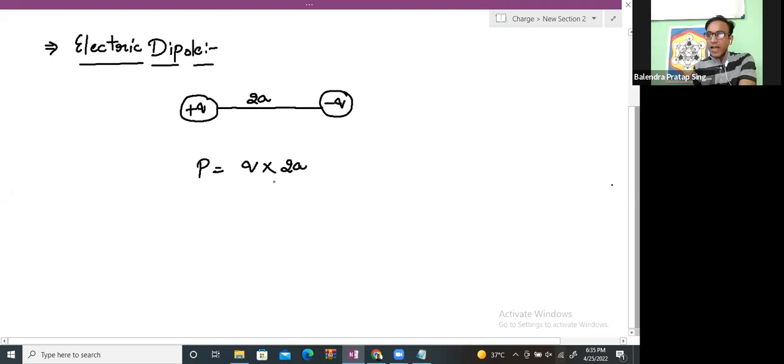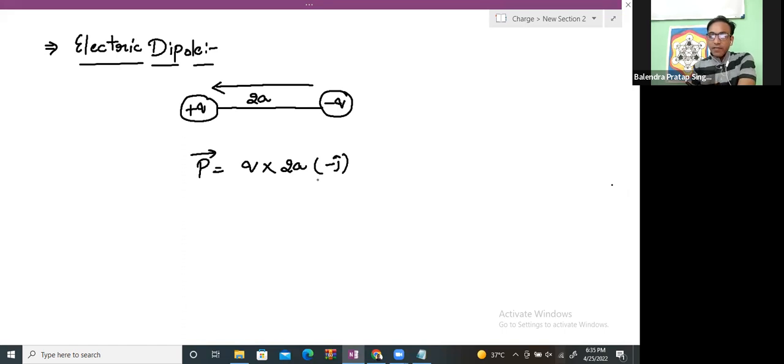Next we discussed the direction of this electric dipole moment. The electric dipole moment is a vector quantity, and we consider its direction from negative to positive. In this case we can consider minus j cap. This is your electric dipole moment, defined as vector p.